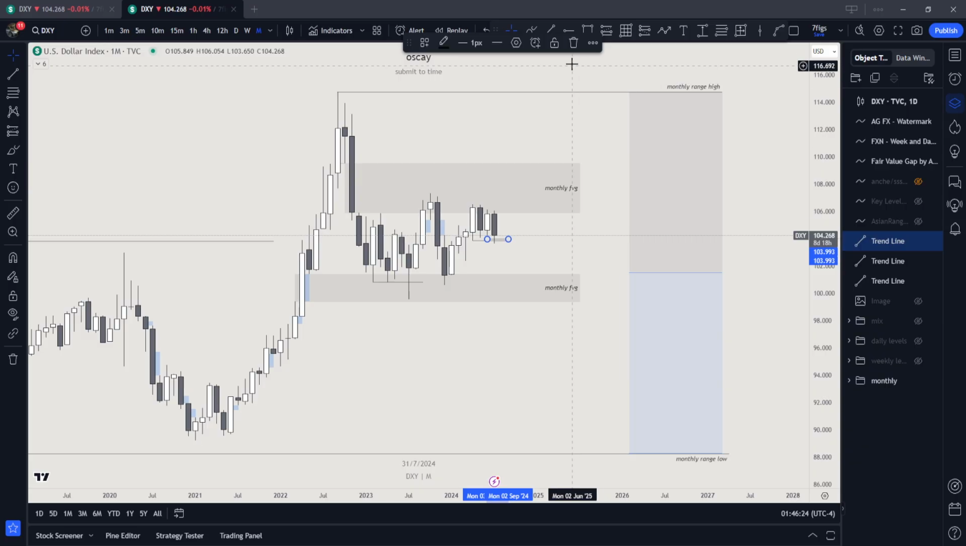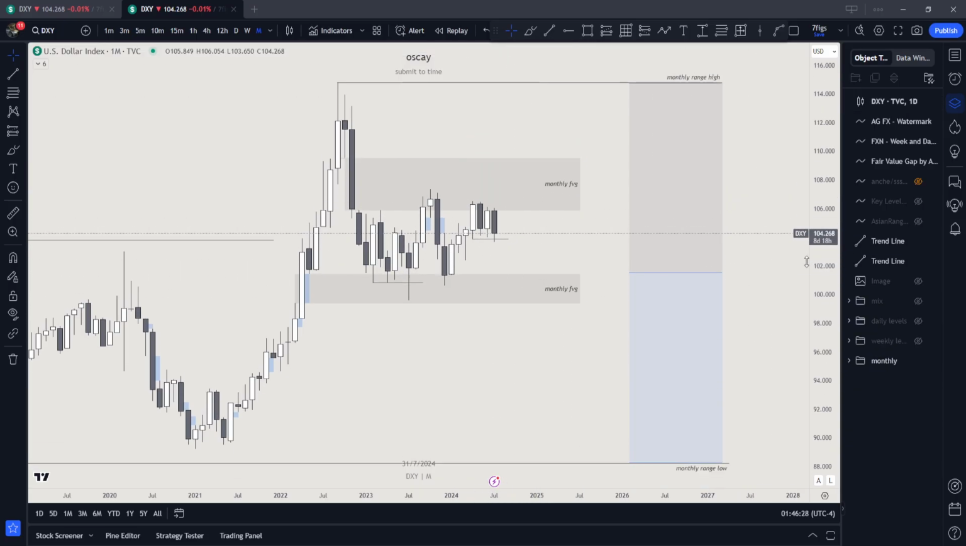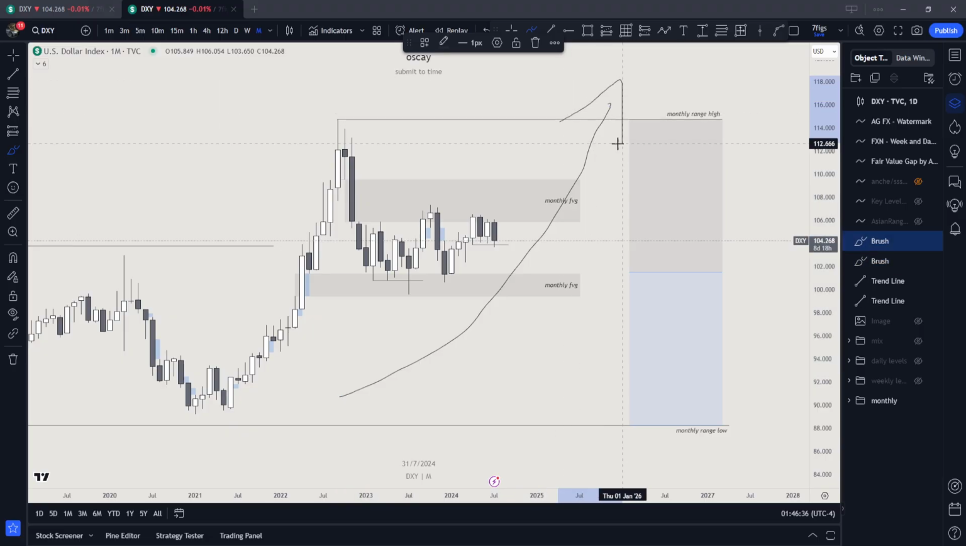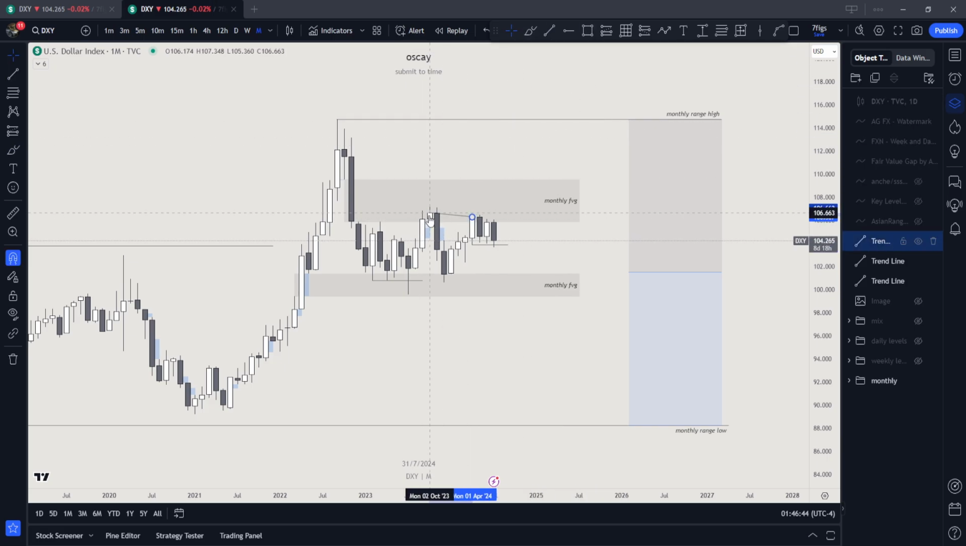So we have swept two discounts. So after we sweep discount, what does price do? It seeks premium to then continue either the discount delivery, the deliveries into discount, or is going to finally continue this bullish market structure. Okay, in a monthly time frame. So this is a huge time frame. We do not care that much about it.